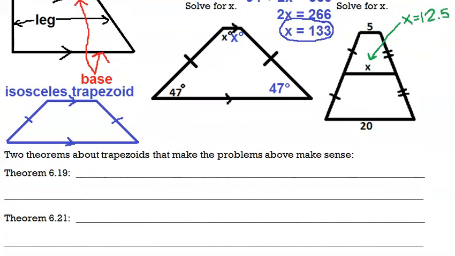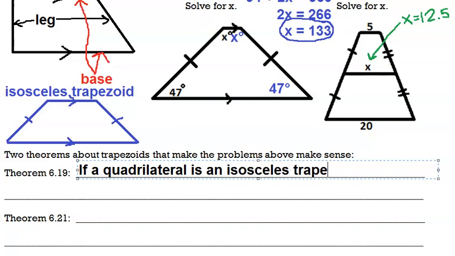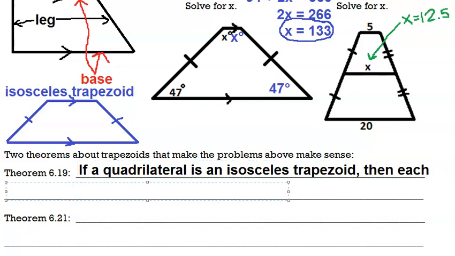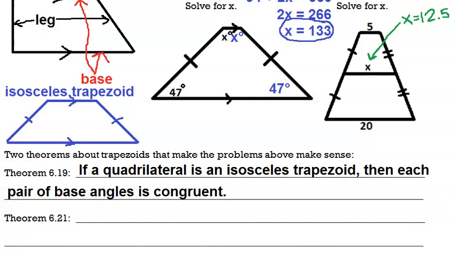All right, so let's get to the actual theorems involved here. Jot them down. They're not going to be too ridiculous. The second one is longer than the first, so you may have to write small at a certain point here. The first theorem, that's going to explain example 1. If a quadrilateral is an isosceles trapezoid, then each pair of base angles is congruent. That's why we had 47 and 47, and that's why we had x and x. It kind of goes back to that idea of how isosceles triangles work.